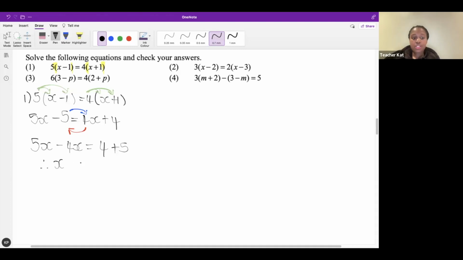Therefore, we're already on my last step. Therefore, x is equal to 4 plus 5, which is equal to 9. Wonderful.